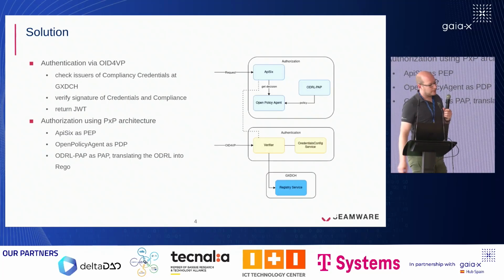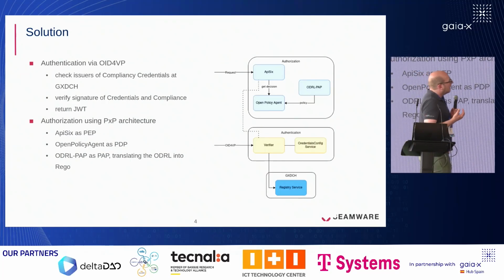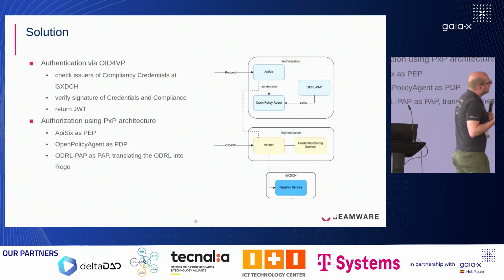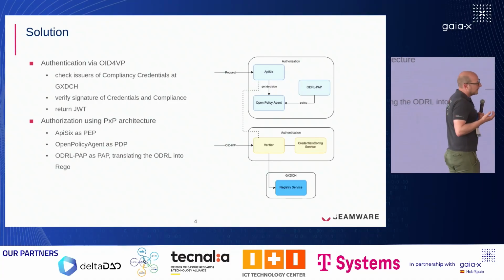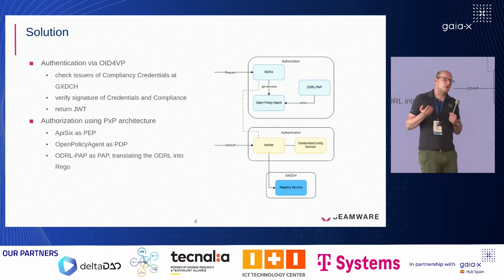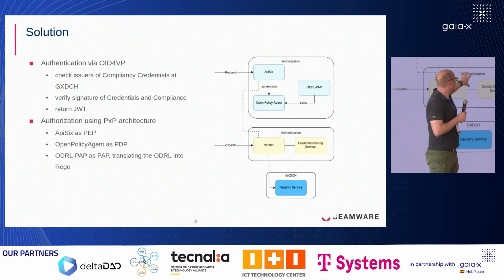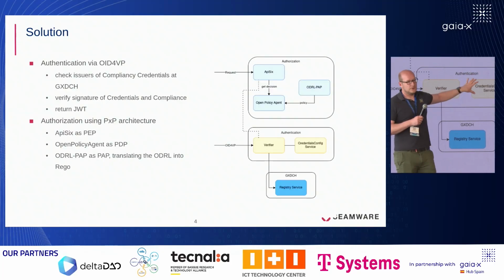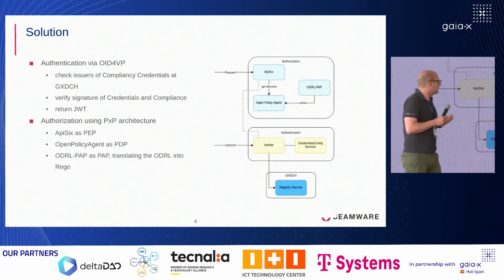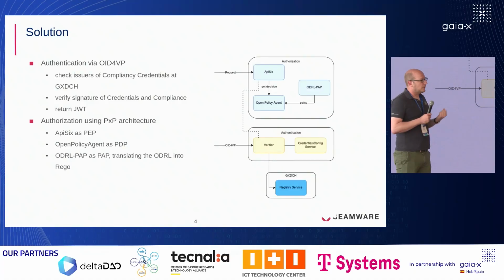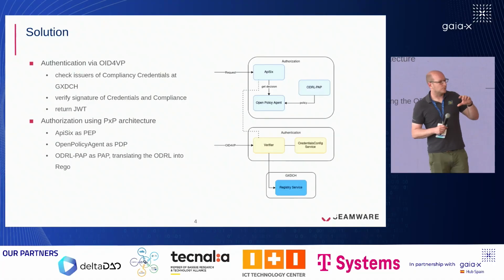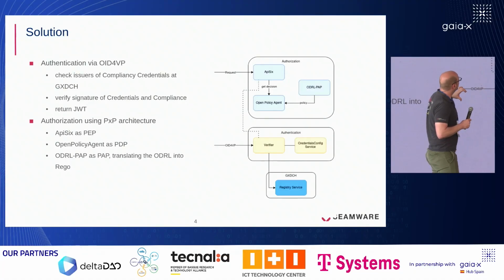Now, how does it look in an architecture view? Most of the components that we have here are essentially from the FIWARE Data Space Connector IAM framework. So from the authentication framework, we have the verifier, together with the component called credentials config service, which allows a very fine-granular definition of what credentials to be requested and what should be extracted from those credentials to be put in a JWT token.